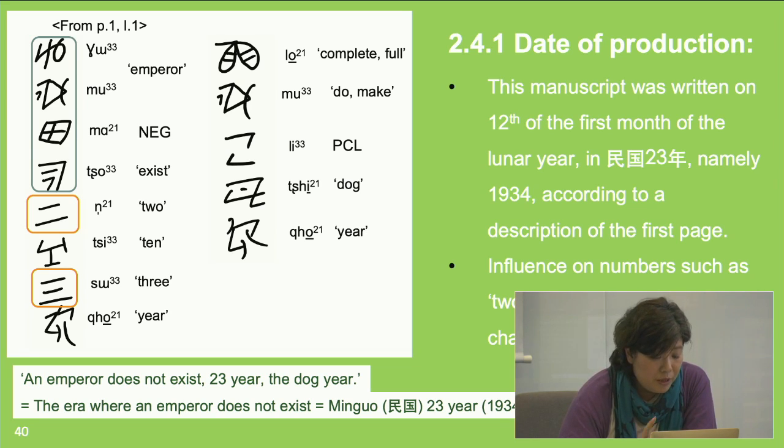And the next line, Lo, is complete or full or filled or something like that. So already 23 years have passed or something like that meaning. And Mu, to make. Li is a particle, normally expressing a topic, so it is used like a topic marker. And qi kuo, that means dog ear. So an emperor doesn't exist, so that's why it means Mingguo.